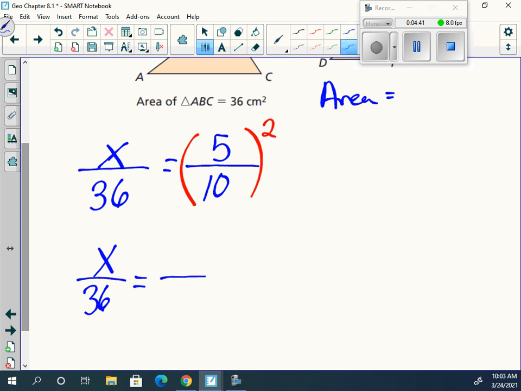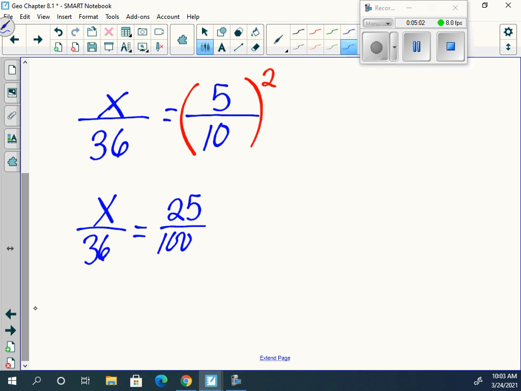Now we can square this here. We can square 5/10. We can square the 5 and we can square the 10. Well, 5 squared, 5 times 5 is 25. 10 squared would be 100. And for our proportion, we have x over 36 is equal to 25 over 100. Okay. Now, what do we need to do to both sides to solve for the value of x?